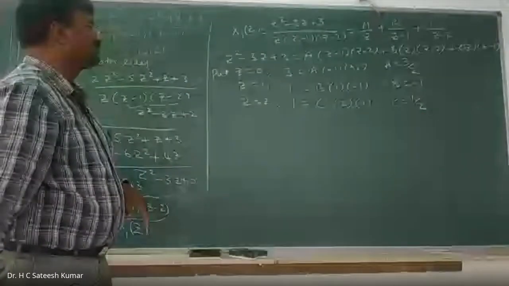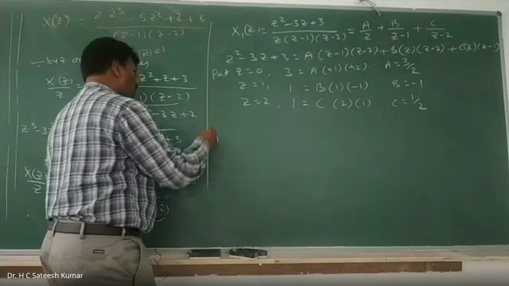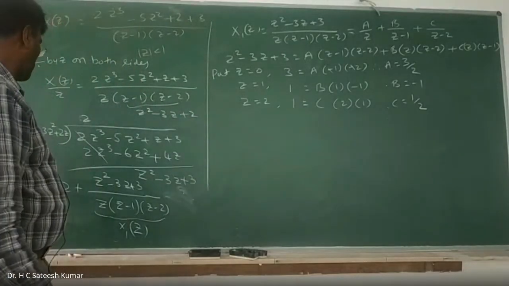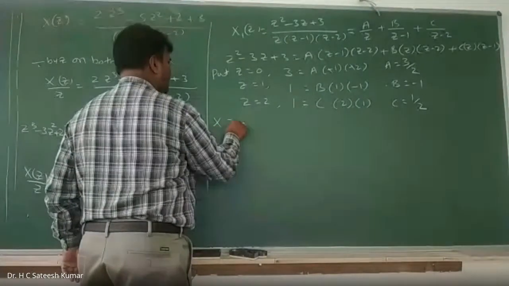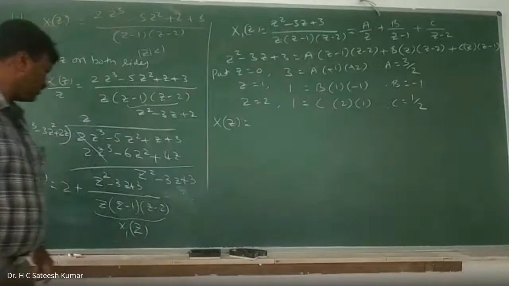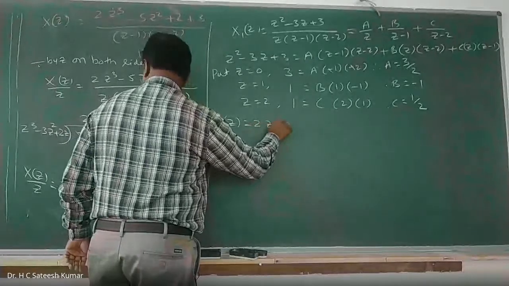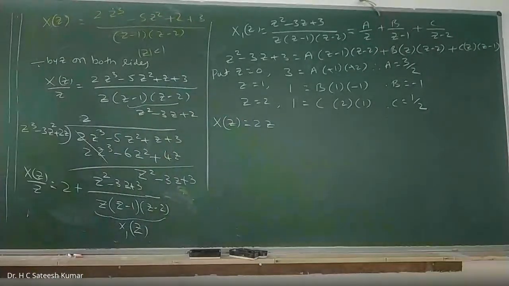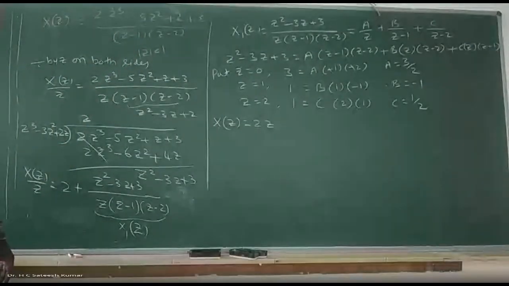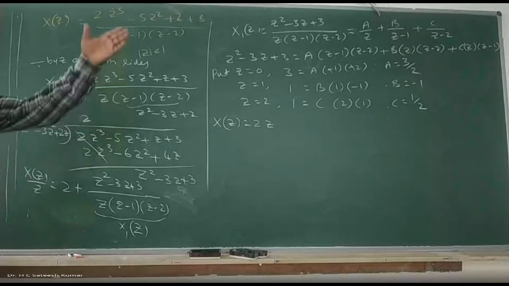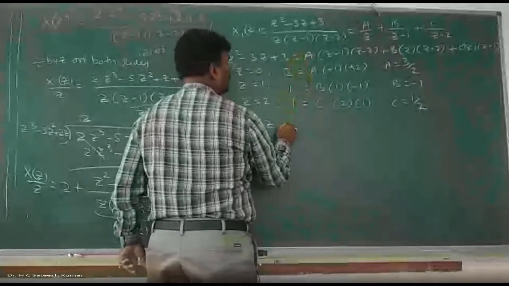Okay, right. Now after getting the A, B, C values, substitute them into X1 of z, and substitute that into X of z. Directly I will do it and cross multiply the z. X of z is equal to, cross multiplying z, you will get 2z. And then for this one, I'll write X1 of z, which is A by z plus B by z minus 1 plus C by z minus 2, with the A, B, C values. So cross multiply that z to all of them. What will you get?